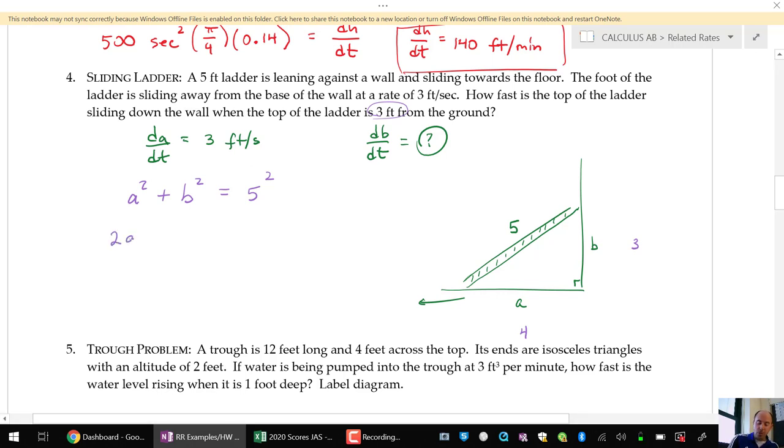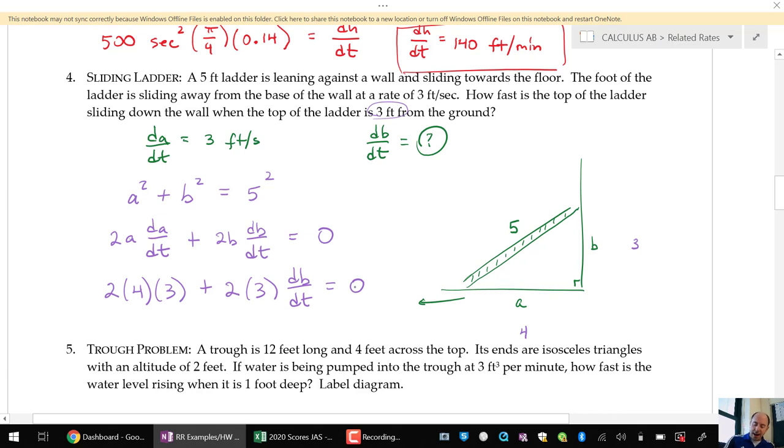The derivative of a squared is 2a times dA dt. Chain rule, because we're talking about this with respect to time. Plus 2b times dB over dt. And then 5 squared will have a derivative of 0 because it's a constant. Let's plug in what we know and solve for the unknown. 2 times a, we're going to freeze this animation when a is equal to 4 and when b is equal to 3. dB dt is my unknown rate. I'm solving for that unknown quantity.